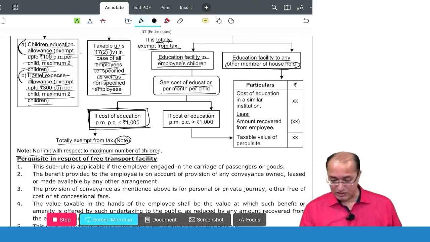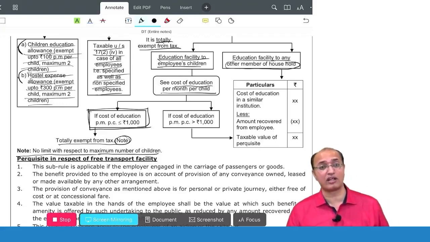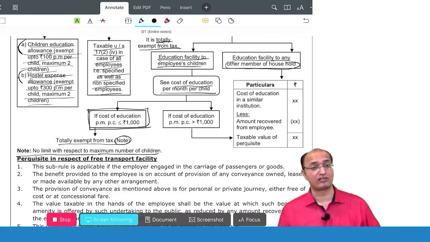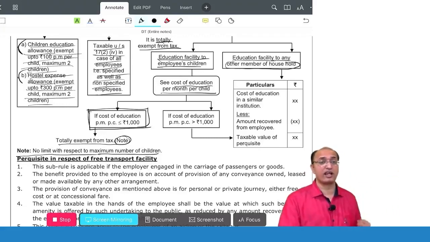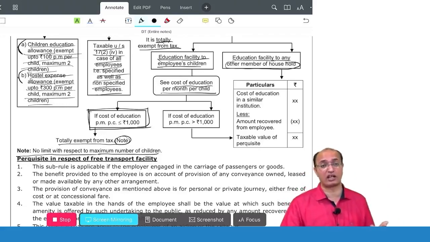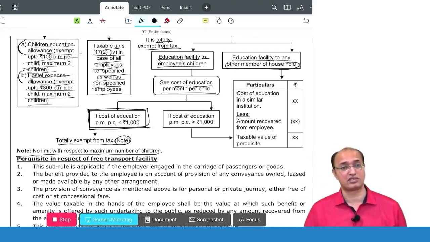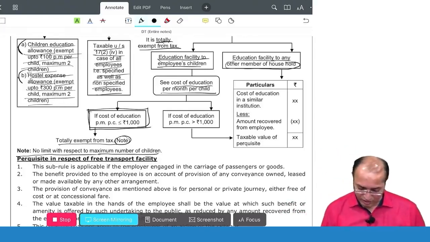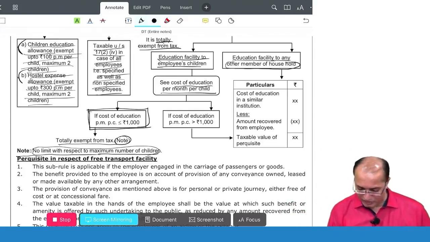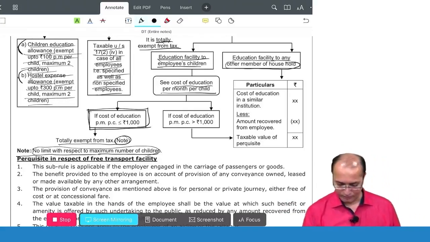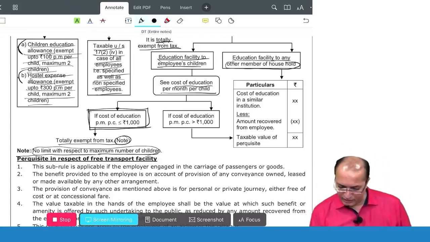In other words, the maximum limit for number of children, 2 children, is applicable in case of children education allowance and hostel expenditure allowance. That maximum 2 children limit is not applicable in this case. So we have written here, no limit with respect to maximum number of children. Now we move to the right hand side.